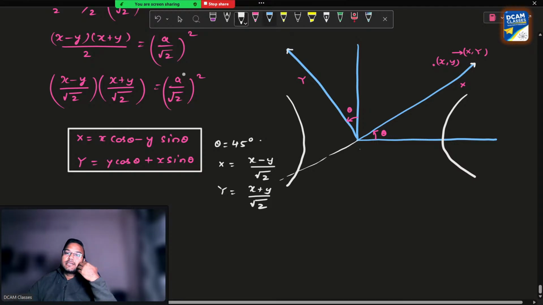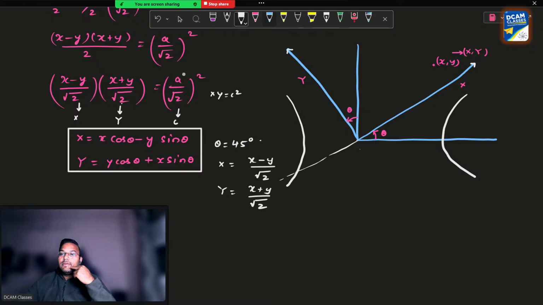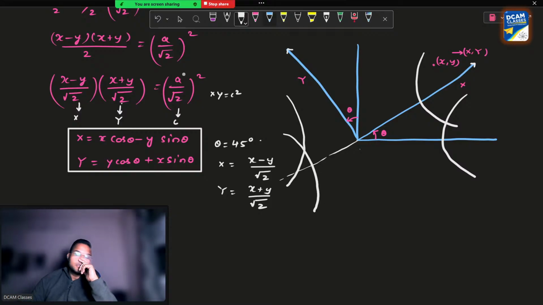Now I have rotated the axis. Now the new hyperbola, in which I am going to replace this with capital X, this with capital Y, and this I'll replace with C, so that it becomes xy is equal to c square. My new hyperbola will be what? It will be a hyperbola on this rotated axis. Understood? Everything kept as it is, rotated by an angle theta.